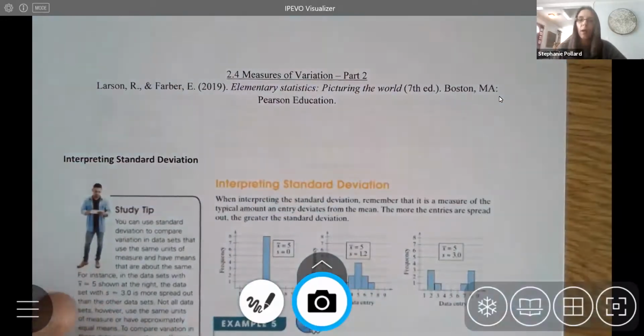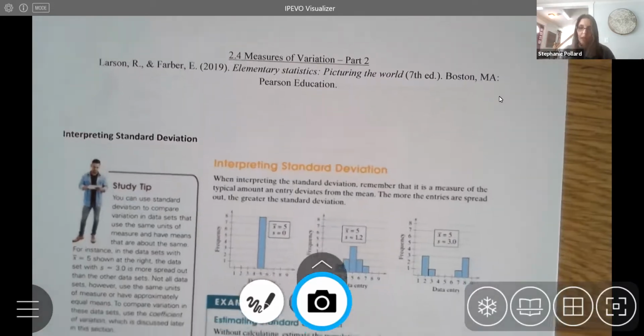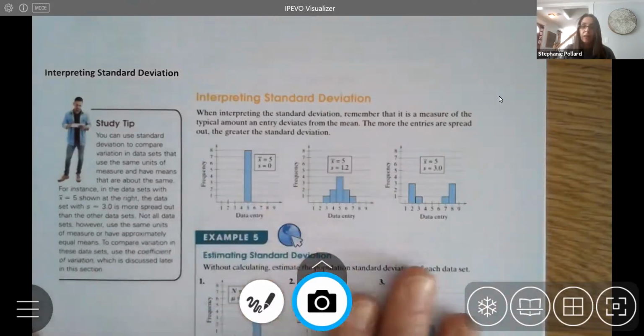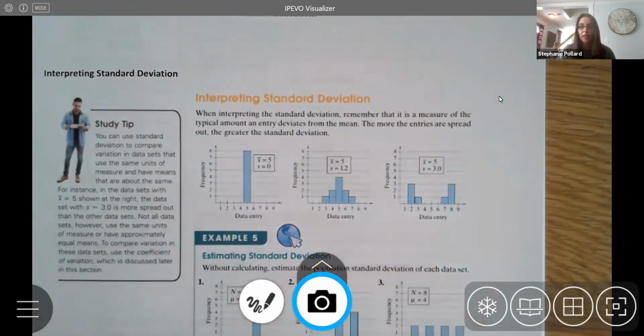So we're going to talk more about variation and standard deviation and mostly about what they mean and how they can help us learn about the data. So the first thing we're going to do is really just look at graphs and see if we can interpret the standard deviation from the graph and estimate it just to get an idea of what's happening.